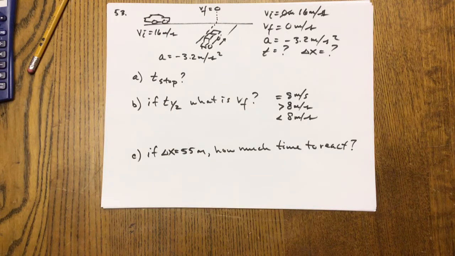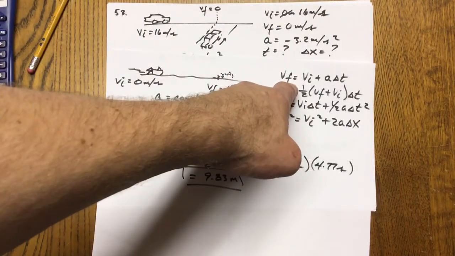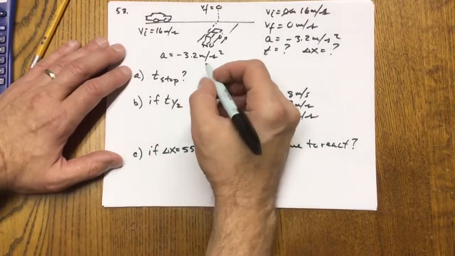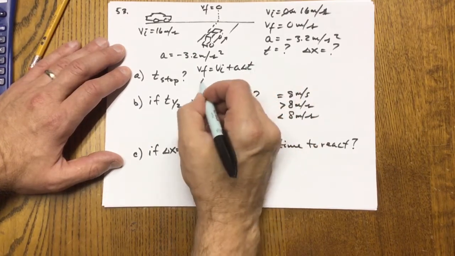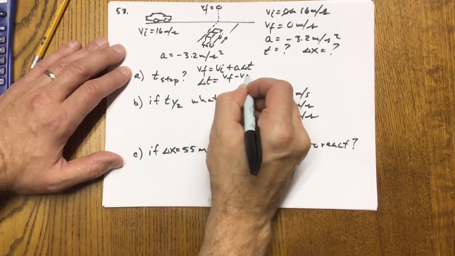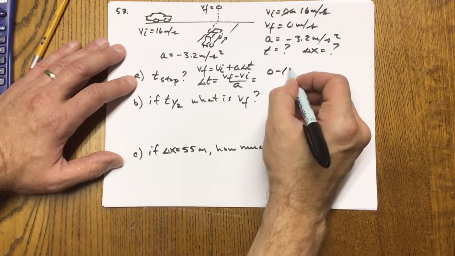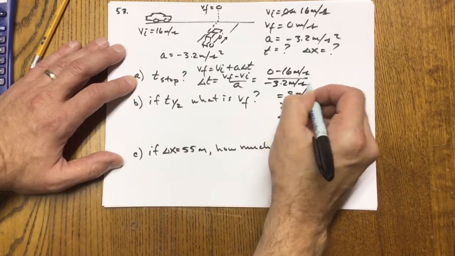Well, not really. We can get away with that generic equation for acceleration. If you want to call it an equation of motion, then I suppose, yeah, you use an equation of motion. But we can solve it from VF is equal to VI plus A delta T. Solve for T. Delta T is equal to VF minus VI all over A, which is 0 minus 16 meters per second over negative 3.2 meters per second squared.